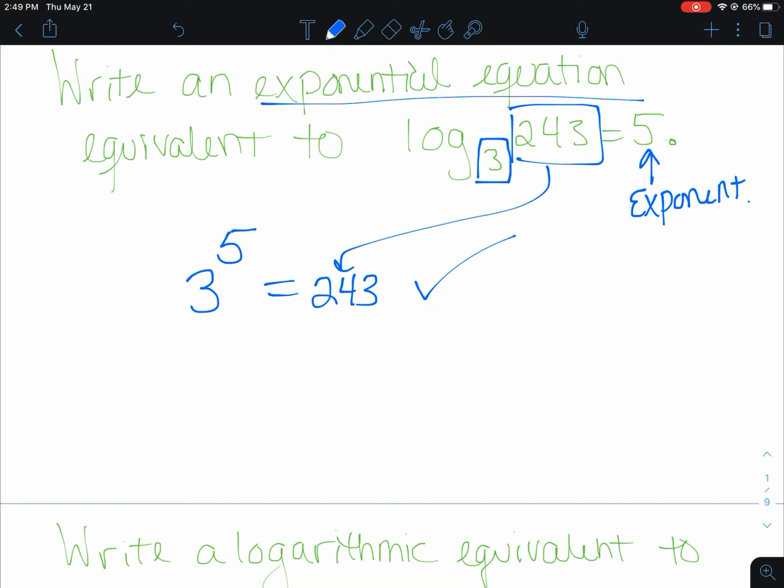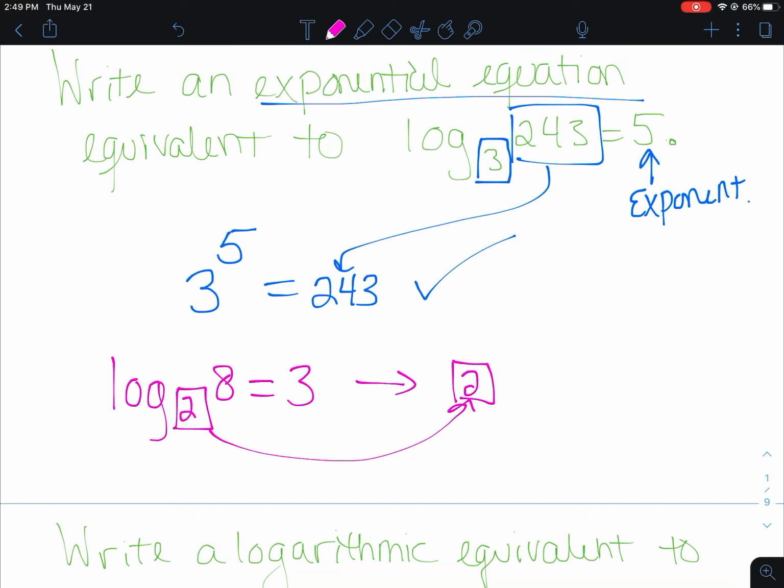So we can change forms just like that. Let's maybe practice just one more quickly. Let's say I have log base 2 of 8 is equal to 3. Well, if I want to rewrite this, the base of the log is the base of my exponential.